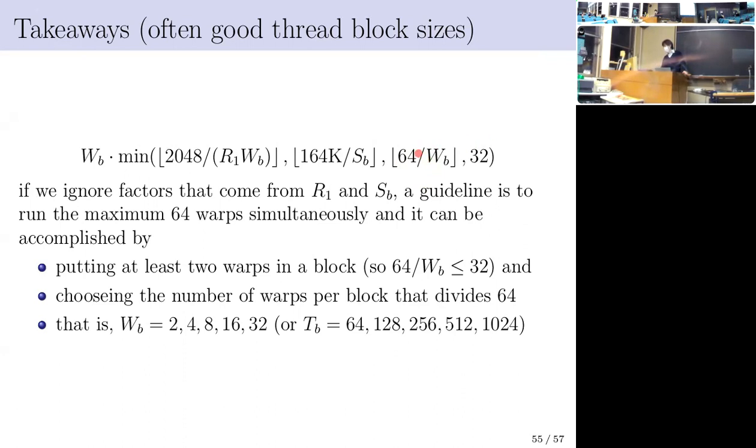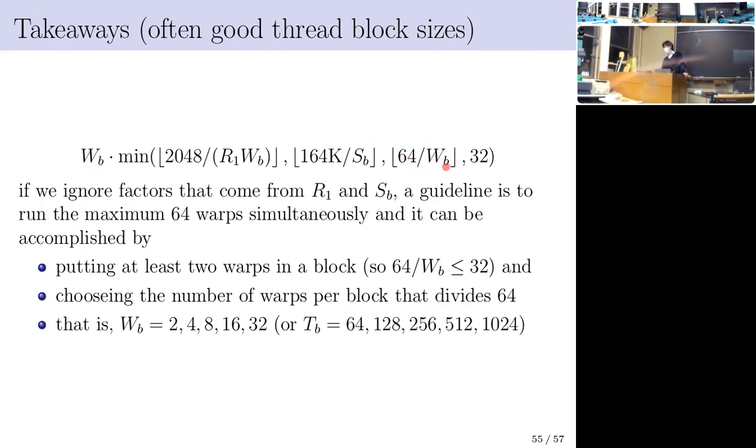So you are only able to run one such thread block. So this becomes 1, and 1 multiplied by 33, you end up having only 33 warps simultaneously running in a single streaming multiprocessor. Something like this doesn't happen when WB precisely divides 64.